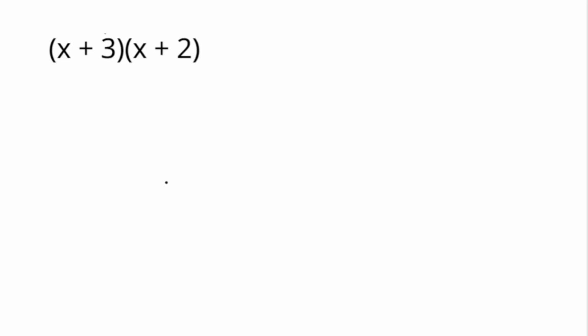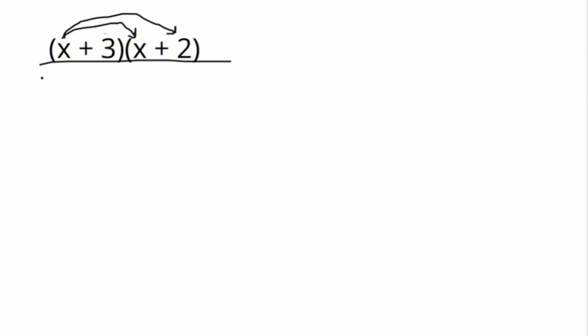Most people overthink this, but expanding brackets is just multiplying everything inside. Here is the trick. So that's our example. What we have to do simply is take the first term from the first bracket, that's x, and multiply it by both terms in the second. So we would do x times x, and then x times 2.